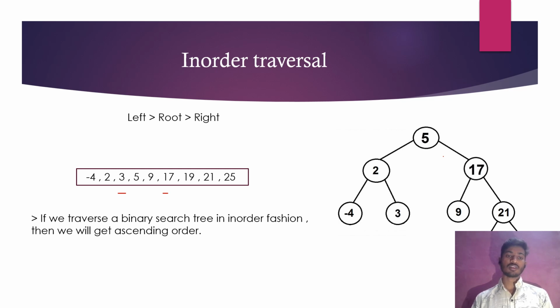Here if we observe clearly, it is in ascending order, so we can understand that if we traverse a binary search tree in in-order fashion, then we will get ascending order.